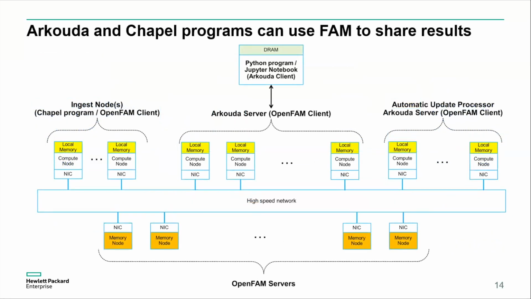So this shows John's question about how does ingest work. This is an example of how this could be deployed on a cluster. There's our FAM servers that are exposing the memory pool. And here we have a CHAPL program that's running ingest using some nodes. This is what is getting the new data into FAM. And here we have a Python user using a server on some nodes, and then also the automatic update processor.